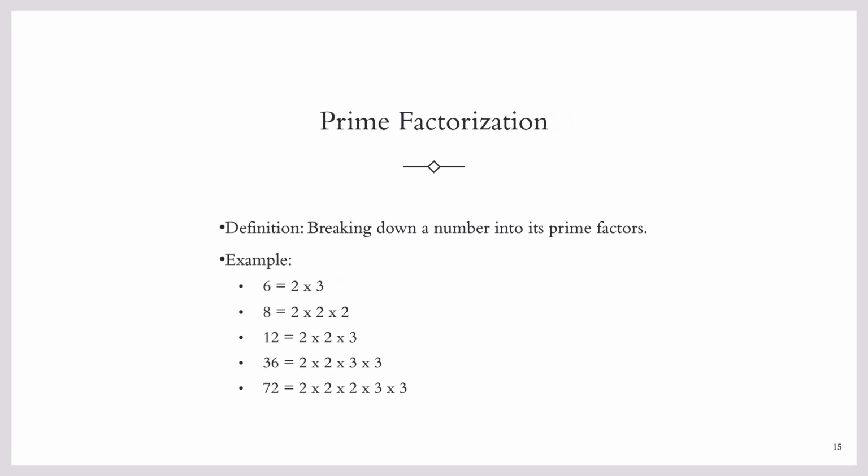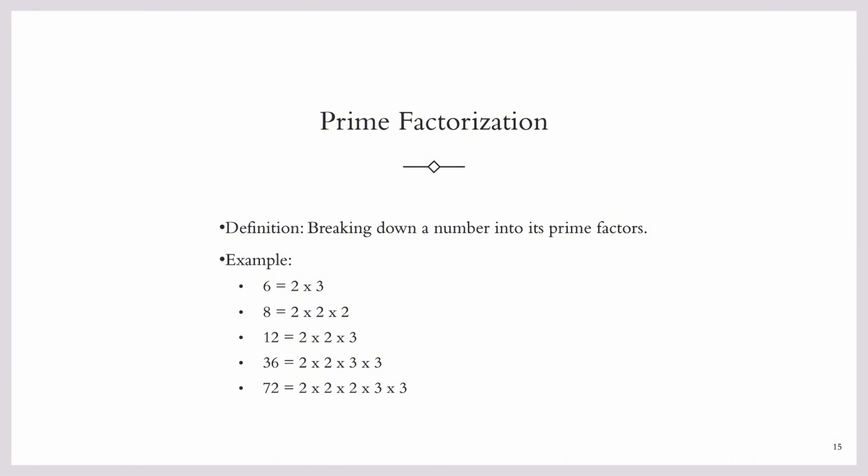So let's understand what is prime factorization. It is the breaking down of a number into its prime factors. What we mean by prime factors is that when we were understanding the concept of common factors, we realized that these are the numbers that when multiplied with each other give us the output. So prime factors are basically factors that are prime numbers in themselves.